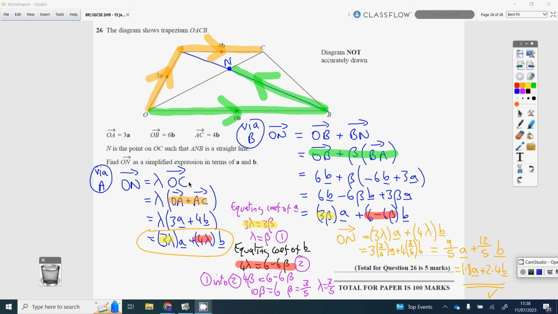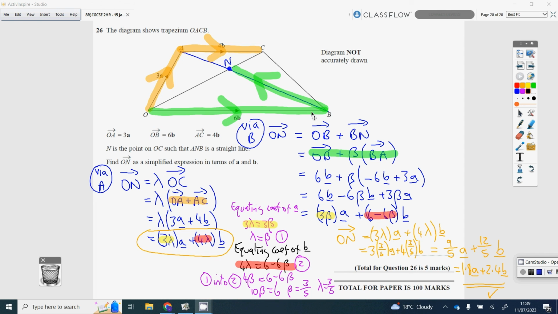Now what is OC? Now O to C is O to A plus A to C, which is 3A plus 4B. Now, this is the key bit, really. You've now got to rearrange this so you've got so many A's and so many B's. So just rewriting this, lambda times 3A as 3 lambda A, and lambda times 4B as 4 lambda B. And I'm going to park this now. So it's so many A's and so many B's when I go via A.